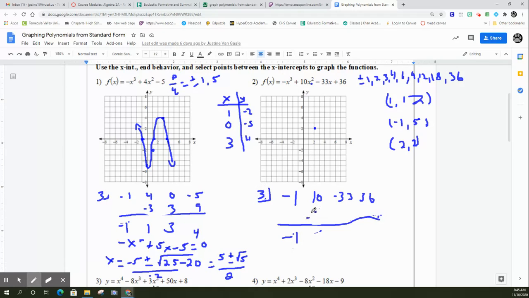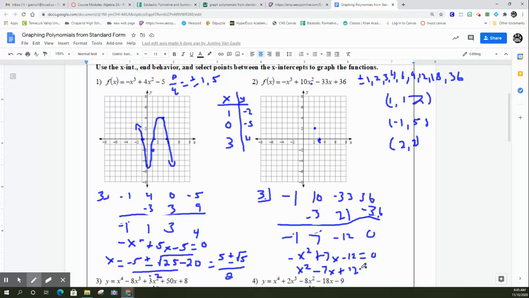Try 3, I get -3, 7, 21, -12, -36, 0. So 3 does work. 3 is one of my answers. Okay, and now I have -x² plus 7x minus 12. I'm just going to change these signs around to make it x squared minus 7x plus 12.